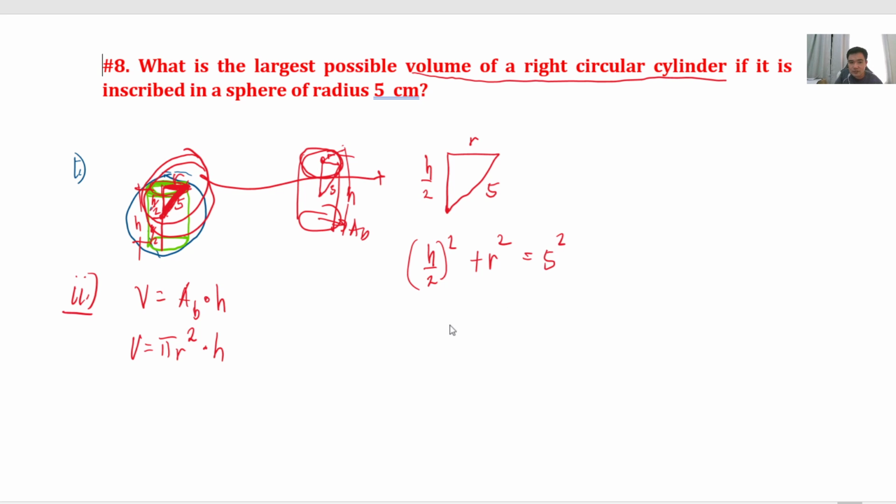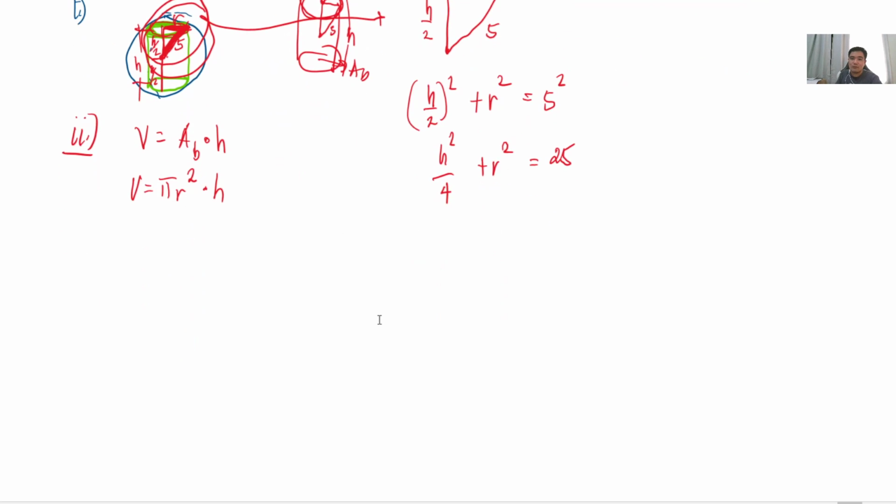Or, if we're going to simplify it, meron na tayong H dito. H squared all over 4 plus R squared equals 5 squared, or that is equal to 25. Now, kung makikita mo, class, wag mo na pahirapan yung sarili mo. I-represent na lang natin ito in terms of H. Kasi pag R squared, meron kang R squared dito, si R squared yung papalitan natin. So, pwede natin itong gawing R squared is equal to 25 minus H squared all over 4.